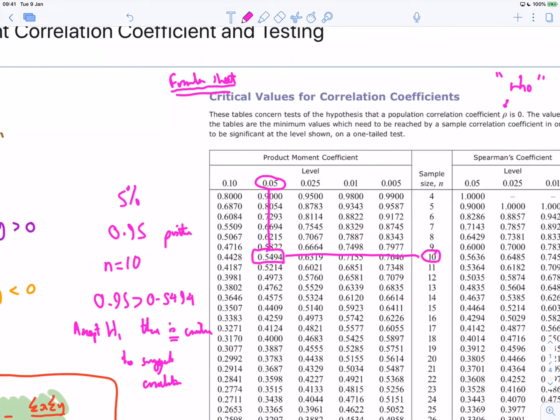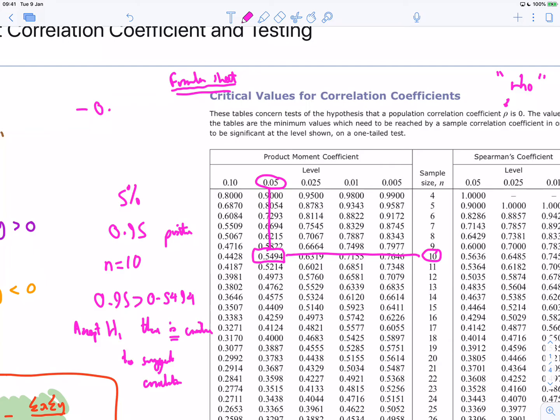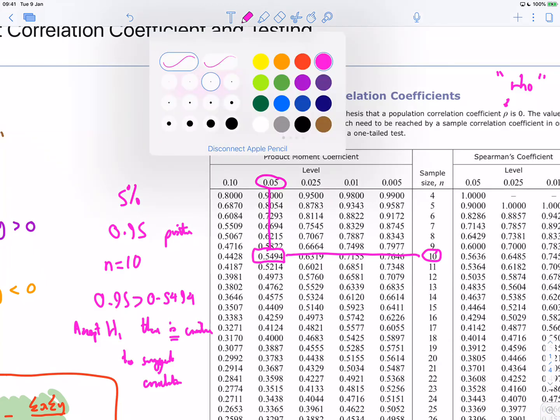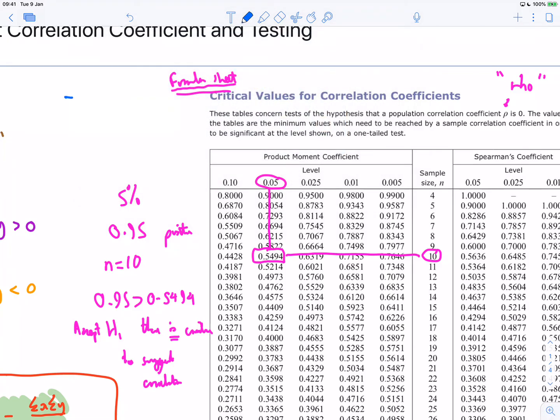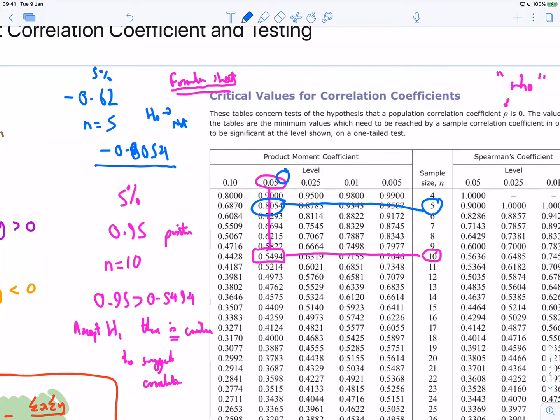So how would you prove a negative correlation? Okay, let's try a different one. Let's say from the results I got minus 0.62, and I want to test at the 5% significance level with a sample size of, say, 5. Then that's quite easy. I've got a sample size of 5 at 5%, I cross it over and I get minus 0.804. Now I would have to be more negative than that for there to be enough evidence to suggest it's a negative correlation. So in this case we'd accept H0 and there's not enough evidence.